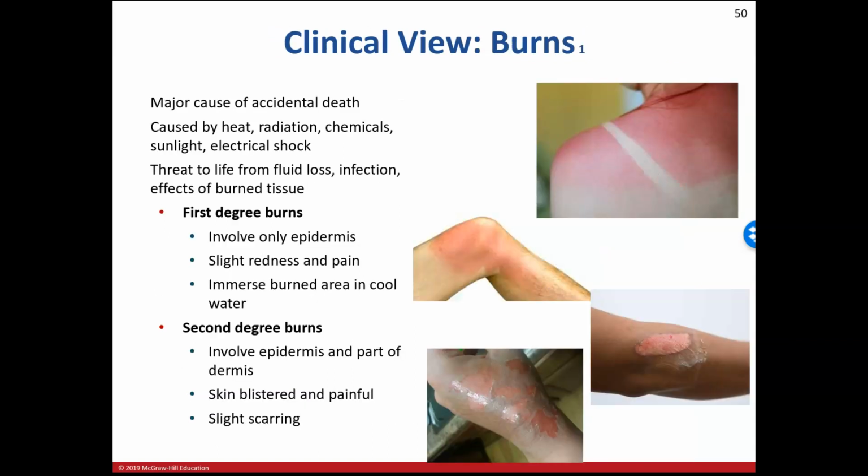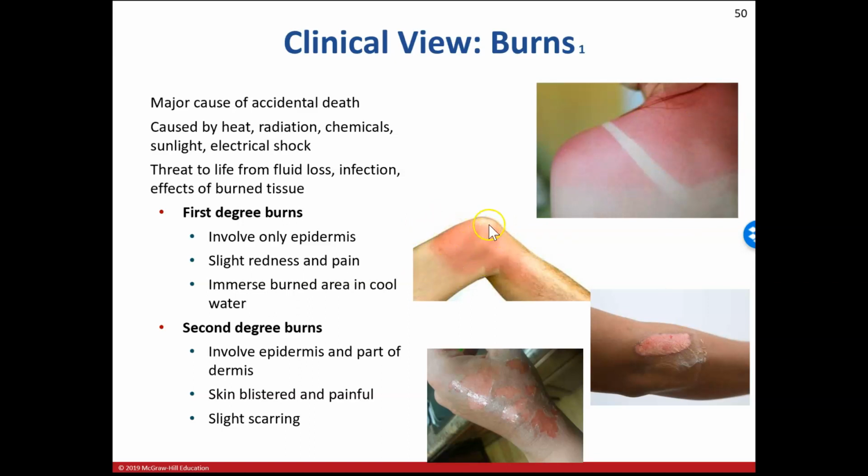Our other clinical view is going to be on burns. This is a major cause of accidental death and can be caused by heat, radiation, chemicals, sunlight, or even electrical shock. It's a threat to life because we have a loss of fluid, infections that can take place, and the effects of the burn tissue. So we have 3 degrees of burns that we're going to talk about in our class. There is technically a 4th degree burn that is down to the bone and muscle, but we won't be really discussing that here.